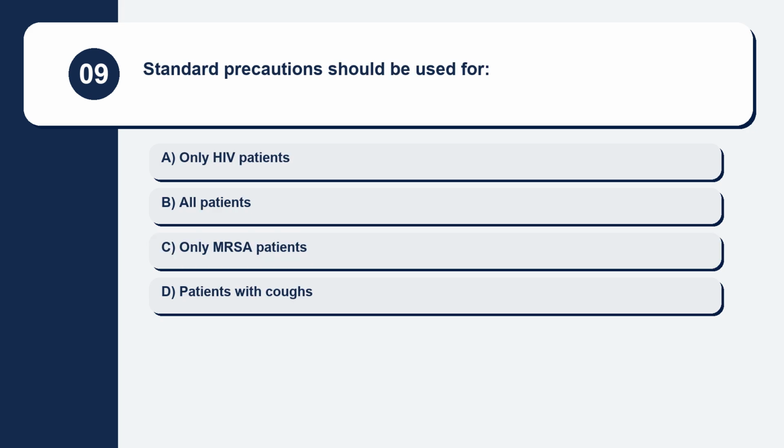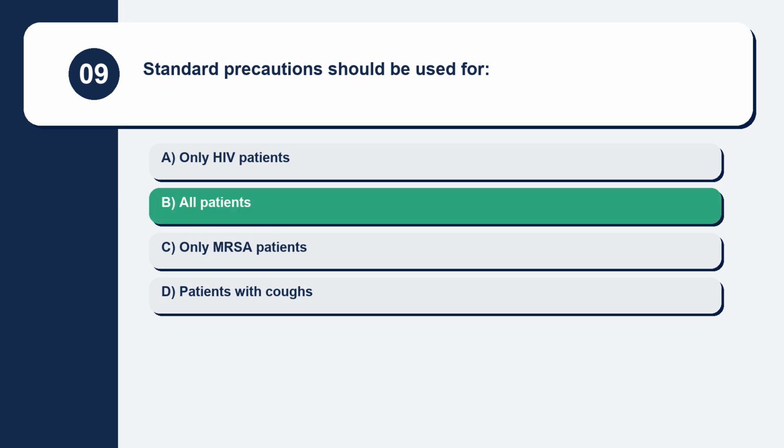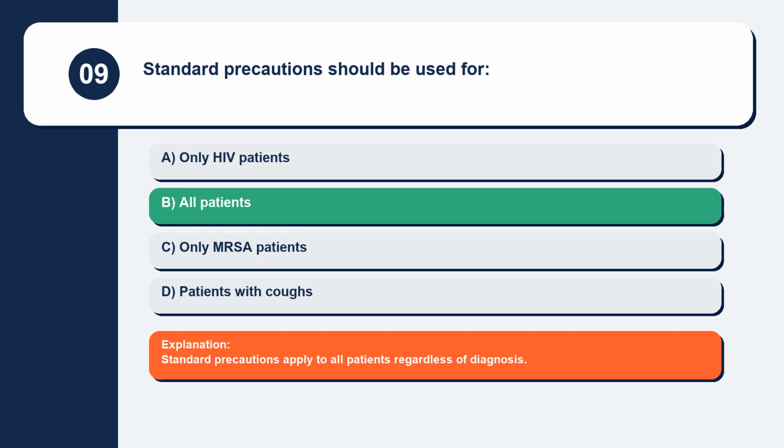Question 9. Standard precautions should be used for only HIV patients, all patients, only MRSA patients, or patients with coughs? Standard precautions apply to all patients regardless of diagnosis.